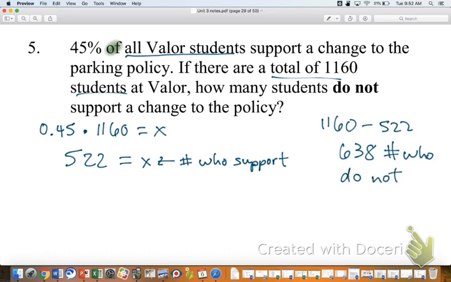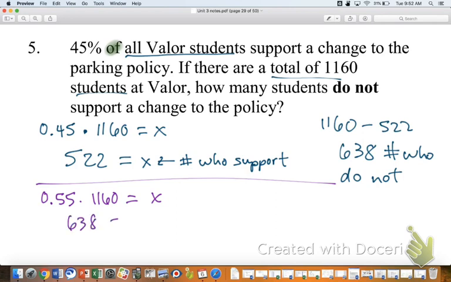Did anybody think of a faster way to do this? Because there is a faster way. It still uses some algebra steps. Check this out. Oh, that is so lovely, right? Because if 45% do support a change, wouldn't 55% not? So I think Jaden's idea of, hey, let's do 0.55 times 1,160 is equal to our unknown. And that would probably give us 638, huh? Yeah. That was also a very good strategy.